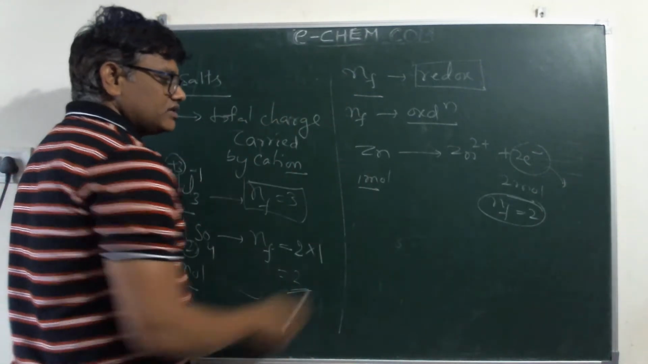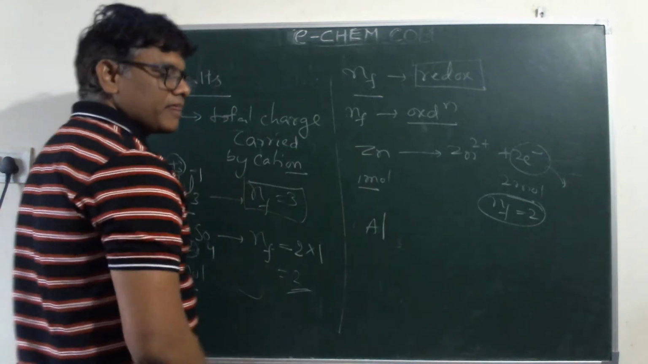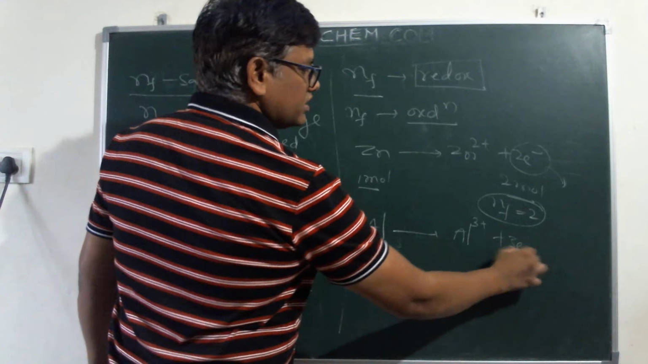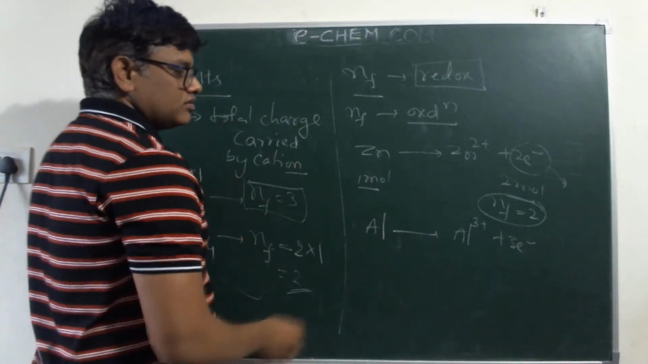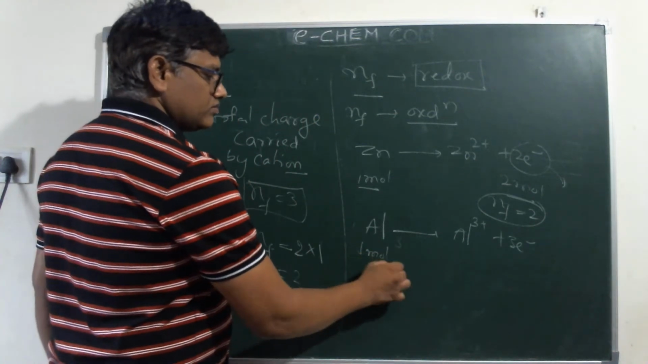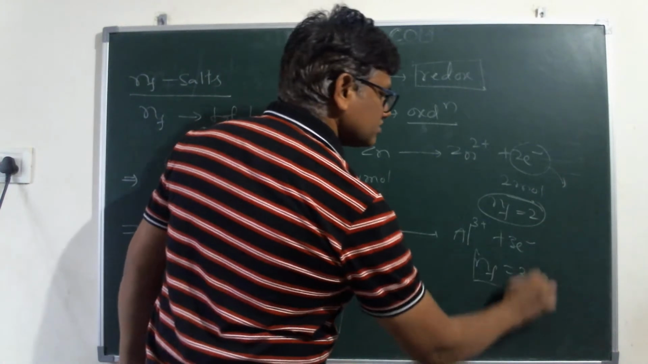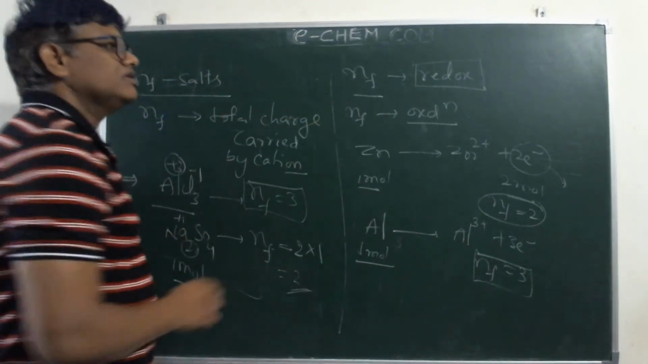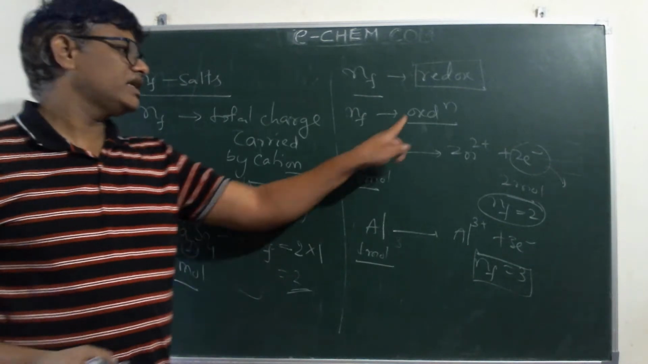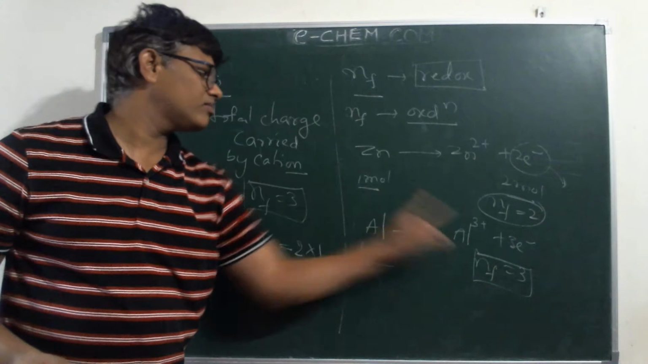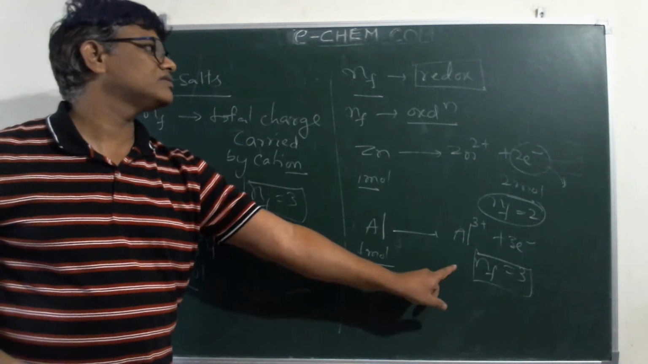Let's have one more example. For example, I am taking aluminium. Aluminium loses 3 electrons from 1 mole of the compound. Obviously, the n factor is to be taken as 3 for this. So like this, in oxidation half reactions, the number of electrons given by 1 mole of the compound is to be considered as the n factor.